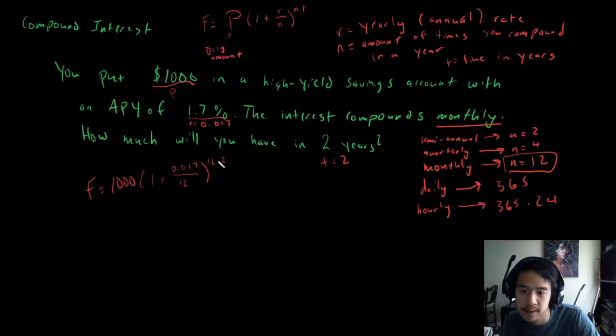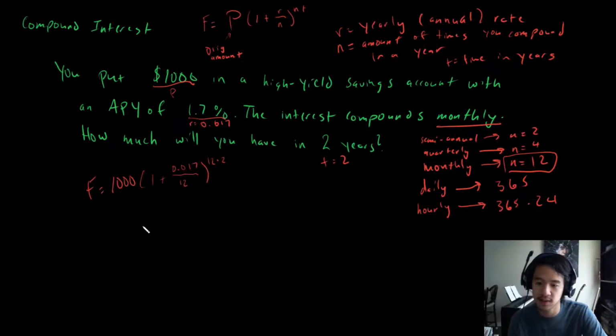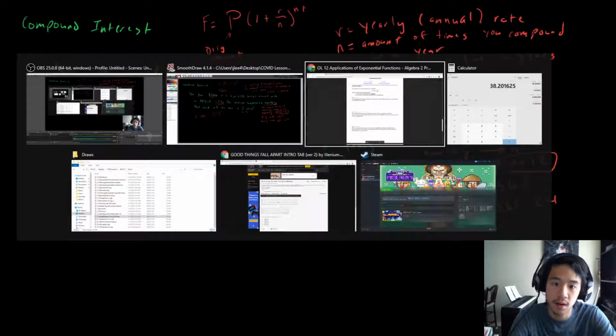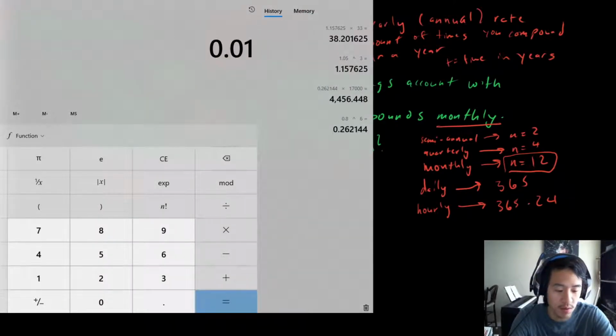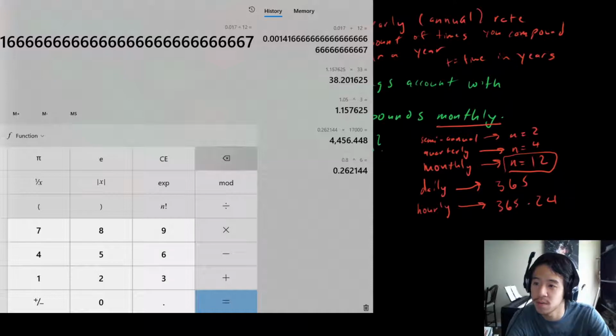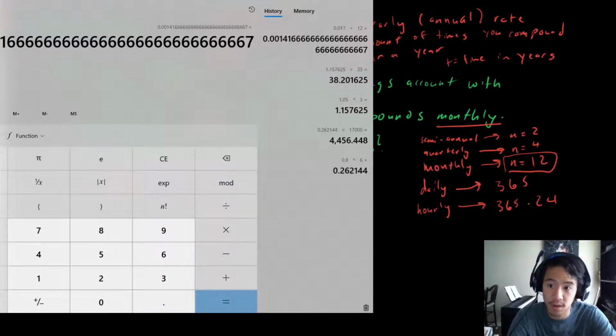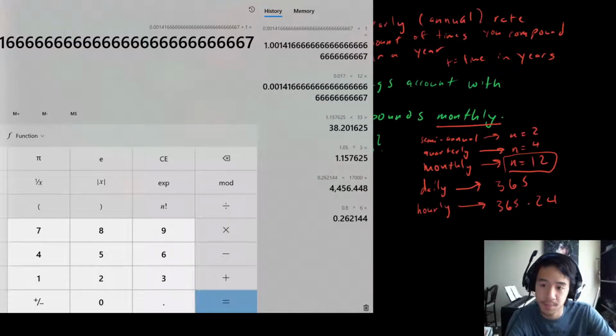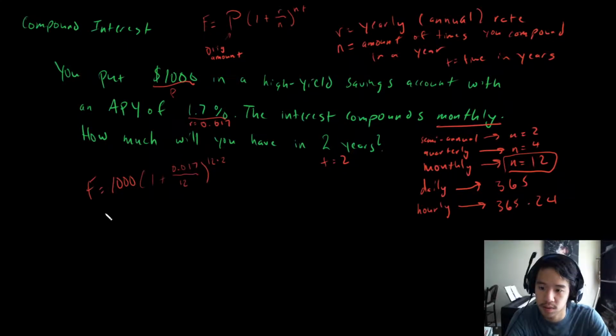Alrighty. So let's go ahead and calculate this. First, I need to know what this fraction is. So let's do 0.017 divided by 12. So 0.0014166667. Okay, cool. And now I'm going to add 1 to this. So this is what's going to be on our inside. All right. So 1,000 times 1.001416, repeating. And then 12 times 2 is 24.